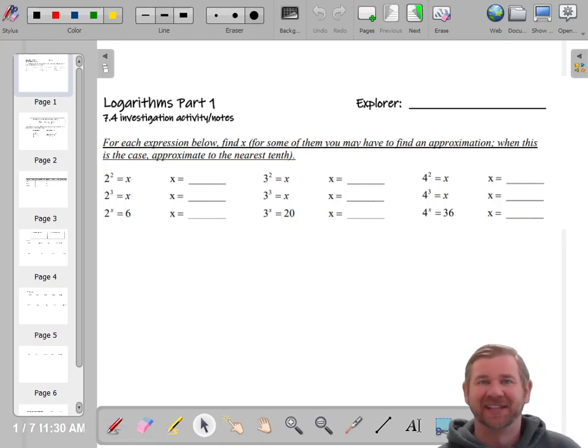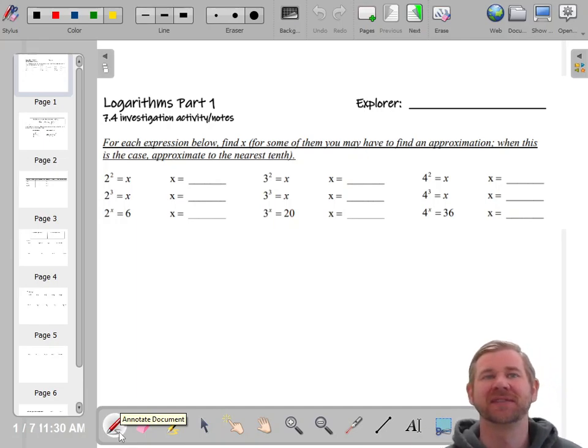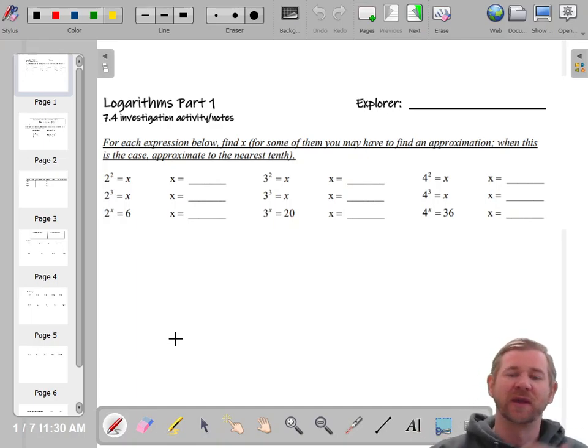Everyone, let's talk about logarithms. Logarithms and exponential functions are inverses of each other, and I'm going to show you that if you can do the exponents, logs are just sort of like going backwards.